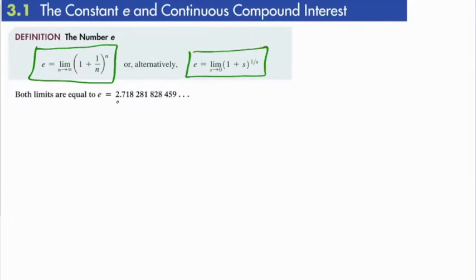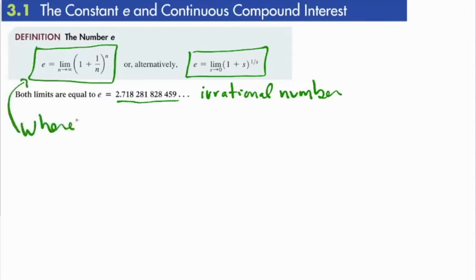Both of these limits will calculate this decimal of 2.718281, and it goes on. It is an irrational number, because it is a never-ending, never-repeating decimal. We might ask, where did this expression come from?